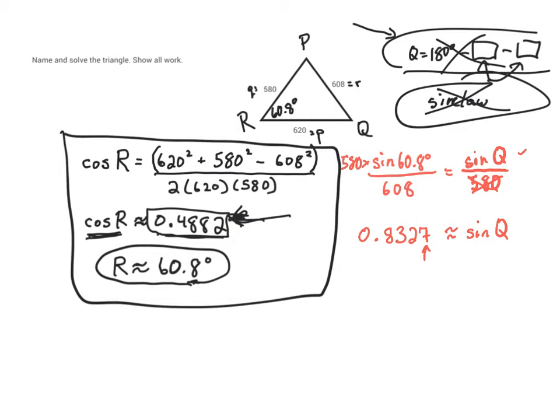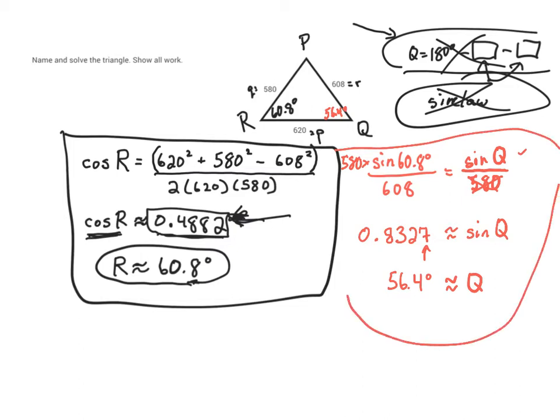All right, I'm going to keep that in my calculator to find Q. I'm going to do the sine inverse. And that is approximately 56.4 degrees. Q, 56.4 degrees. Okay, I found another one, which means I'm starting from scratch.